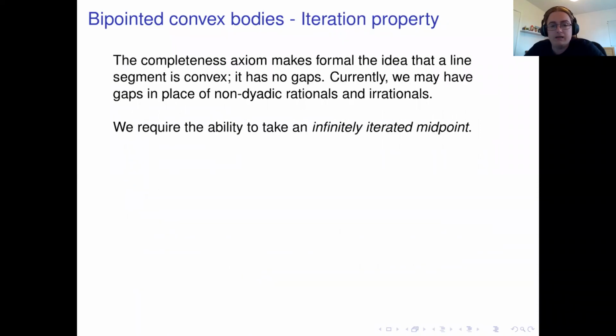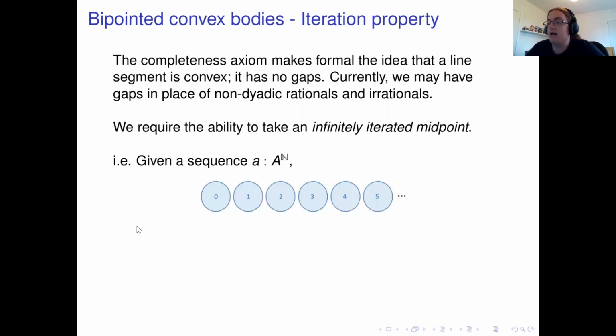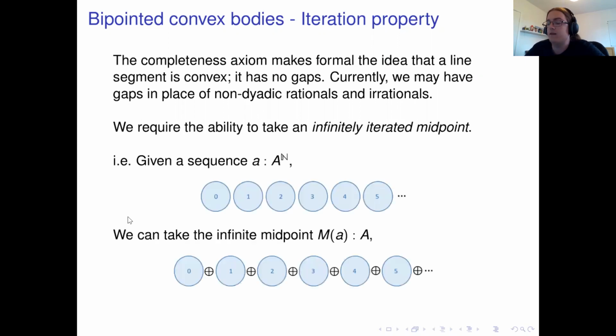The completeness axiom makes formal the idea that a line segment is convex, it has no gaps. But currently we can have gaps all over the place, everywhere there is a non-dyadic rational or irrational number. We require the ability to take an infinitely iterated midpoint, meaning that, given a sequence of elements of type A, we can take the infinite midpoint, 0, midpoint 1, midpoint 2, etc. And this operation is right associative here, so the earlier elements sort of have more weight on the infinite midpoint, if that makes sense.